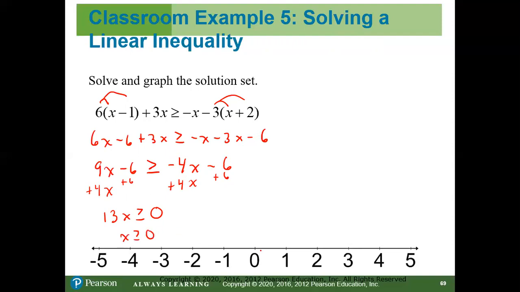And now that we have that, we will know that we have a bracket here since it's greater than or equal to, and we're heading in this direction because we want all the values that are greater than or equal to 0. And last but not least, I will hammer this home with interval notation as well.